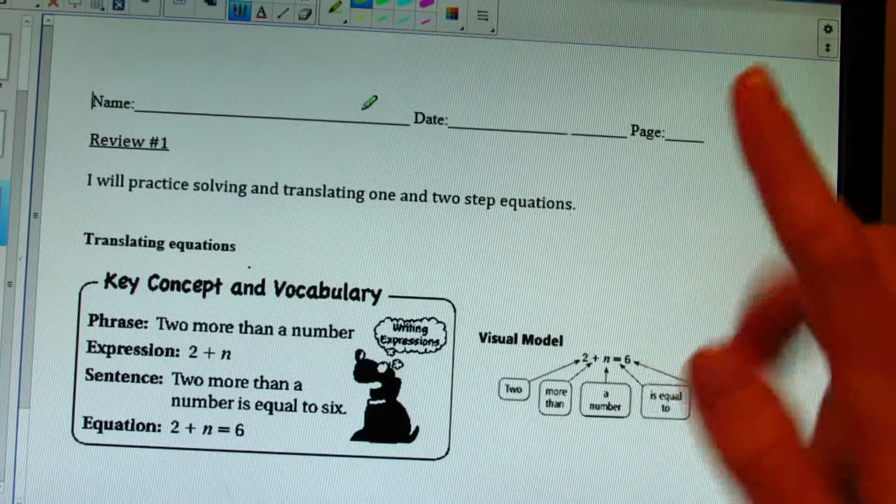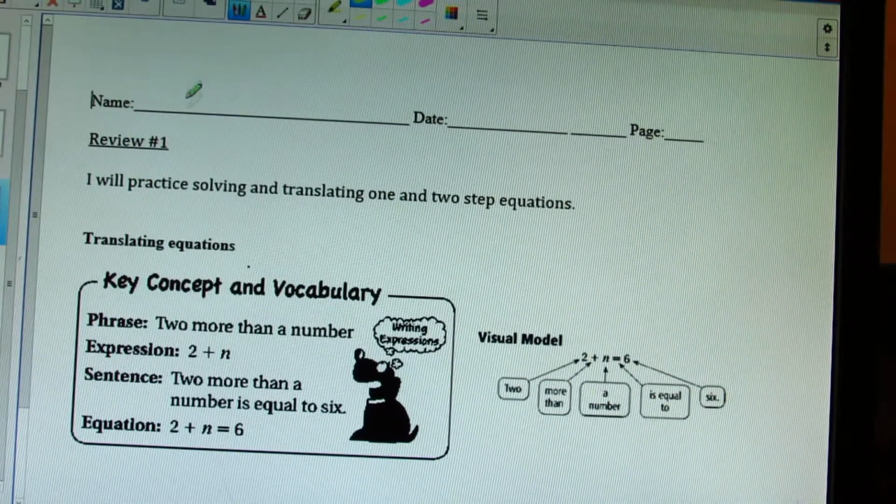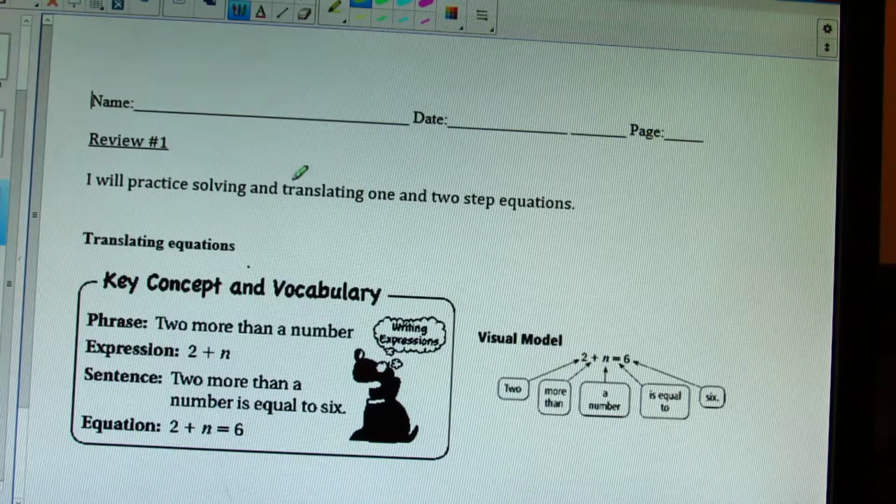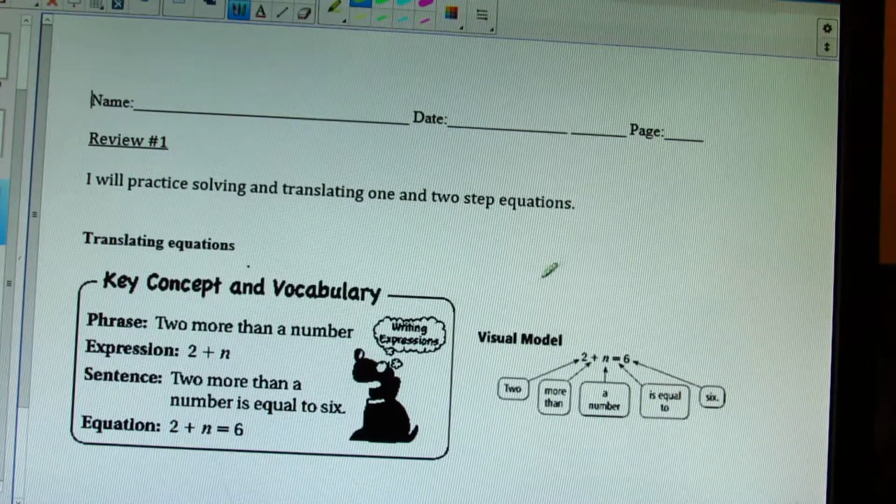All right, no time to waste. Let's get right to the review. Review number 1. I will practice solving and translating 1- and 2-step equations.